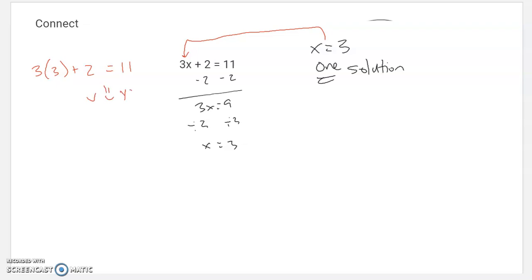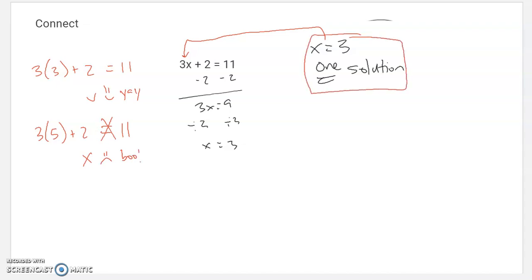Check smiley face, yay. If I do any other number, if I put anything else in for x, this won't be true. If instead of 3, I try, well, what if I try 5? 3 times 5 plus 2 does not equal 11. They're not equal on both sides. X, frowny face, boo. Right? That's it. There's been one solution every single time, and that's what's going to get weird today.